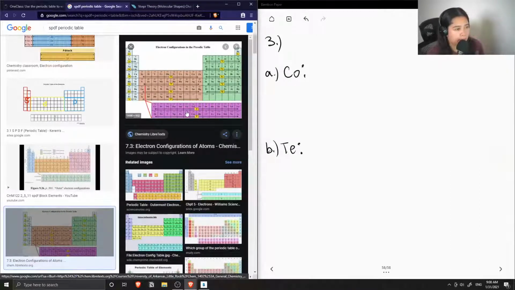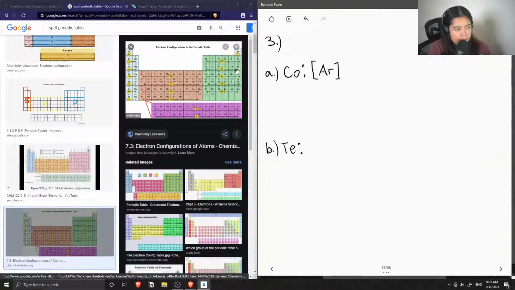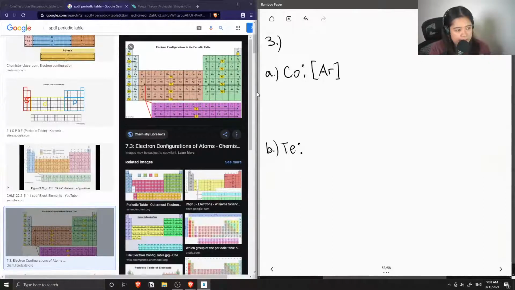Okay, so starting from hydrogen, we would move left to right across the periodic table, writing the row number followed by the block letter. And then in the superscripts, we can show how many electrons are in that orbital. So when we write the condensed form of the electron configuration, we would find the noble gas that comes before it. So in cobalt's case, it's argon. And then we would write that in square brackets. And then continue on writing the rest of the electron configuration.